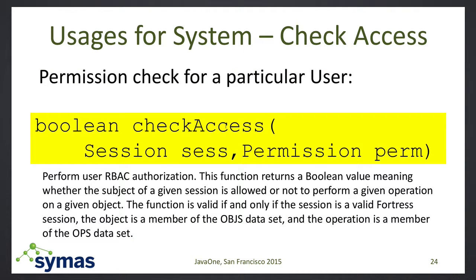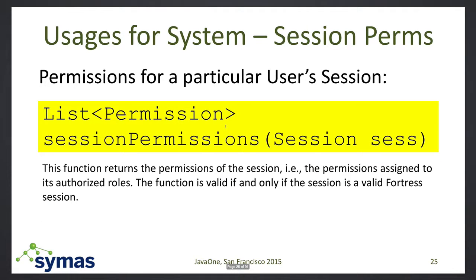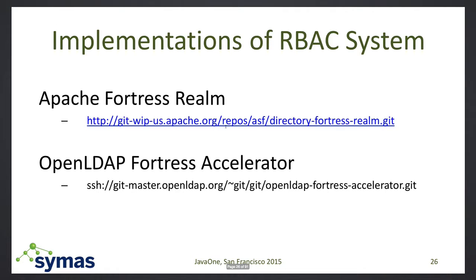A couple APIs from this interface. Check access, that is for a single permission, return if the user can do it, yes or no. And session permissions, given a user session, return all the permissions active at that time. The use case here is more of a user interface type of a scenario where you want to pull back all the permissions in the beginning and cache them in a map inside the user's HTTP session, and then check them as you go, cutting back on round trip times with the server. Implementations of RBAC system, we have Apache Fortress Realm and OpenLDAP Fortress Accelerator.